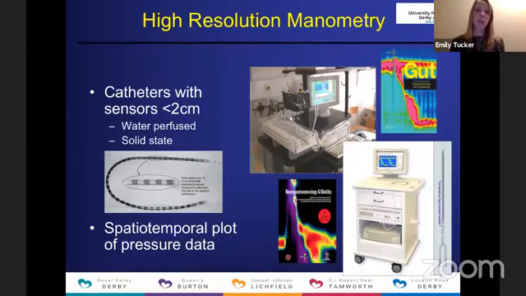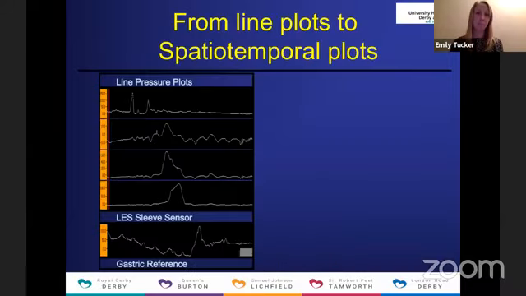Okay. So the high resolution manometry kit is a catheter with multiple sensors less than 2 centimeters apart. Previously it used to be water perfused, but the high resolution manometry catheters are now solid state and give us a wealth of information in a much more interpretable and readable fashion than previously. They use the information gathered from each of these little sensors over time, as the manometry recording obviously occurs over time, to create a spatiotemporal plot of pressure data, with the different pressures being represented by different colours.